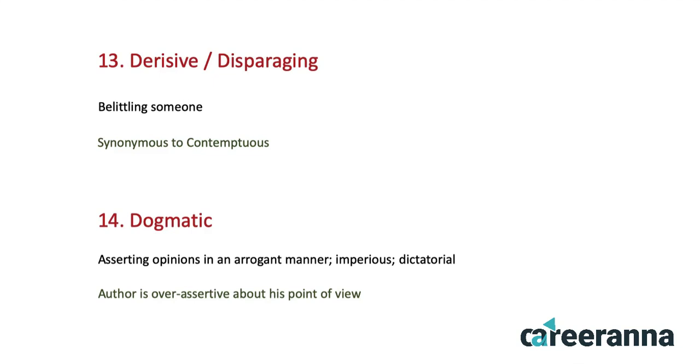The 14th one among the tones list is dogmatic. Now, dogmatic means the author is trying to portray assertive opinions in a very arrogant and dictatorial way. Now, this basically means that the author is saying that whatever I am saying is all correct. I am being over assertive about my point of view. I am not giving any weightage to anyone else's point of view. I am being completely irrational by being over assertive about a certain point of view. The moment you read this kind of passage, your answer is going to be dogmatic tone, where the author is assertive but in a very arrogant way.